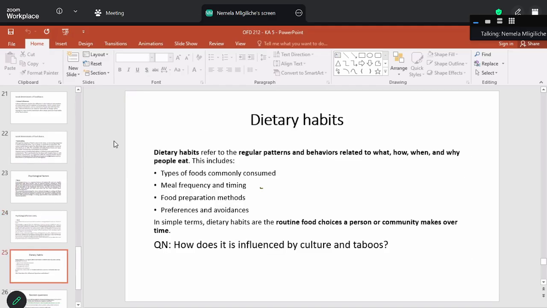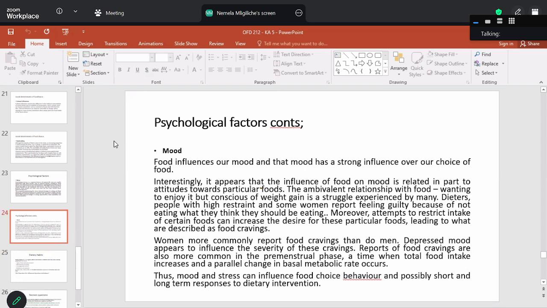And also stress. If we've got certain types of stress, it can also lead us to select specific types of foods, depending on your mood in that period of time. So all those factors can affect your food choices.